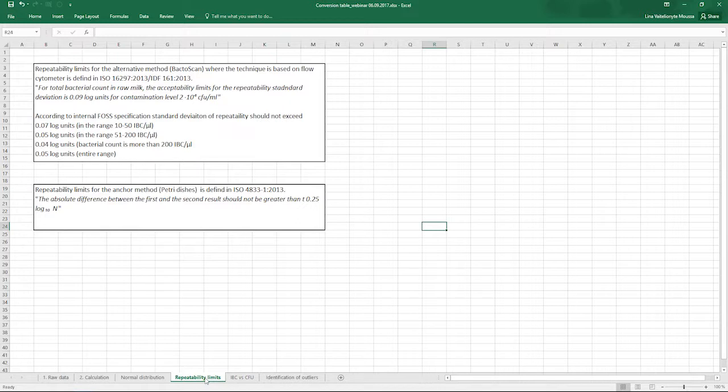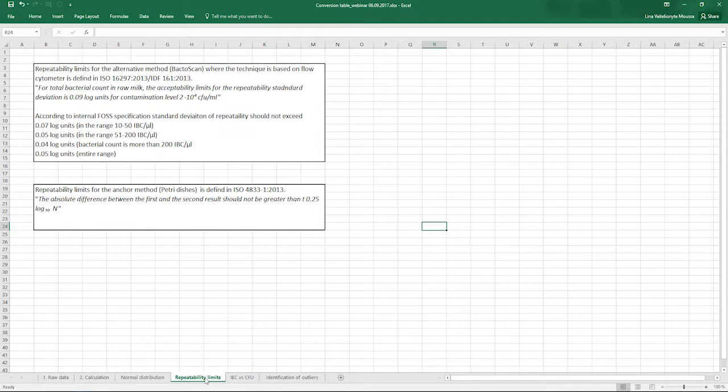And according to standards, the repeatability limits for the alternative method, so in our case BactoScan, where technique is based on flow cytometer, is defined in ISO 16297. And it's saying that for total bacterial count in raw milk, the acceptability limit for the repeatability standard deviation is 0.09 log units for contamination level 20,000 CFU per milliliter.